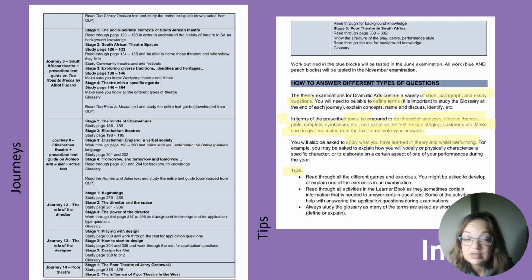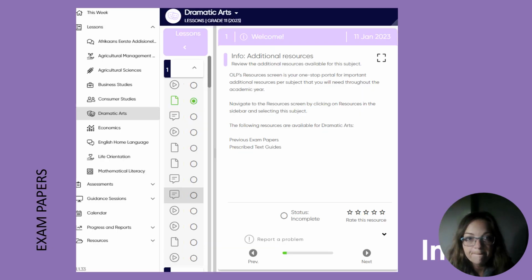When you are studying for your exam, all the games, the warm-up games, etc., the activities that you've done in your learner book, and also, of course, the glossary are extremely important. Okay, now where can you find exam papers to help you study? You will go onto OLP and then you'll go to additional resources and you'll find question papers there.